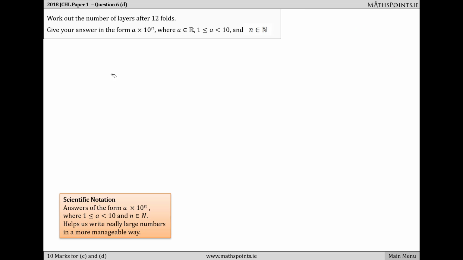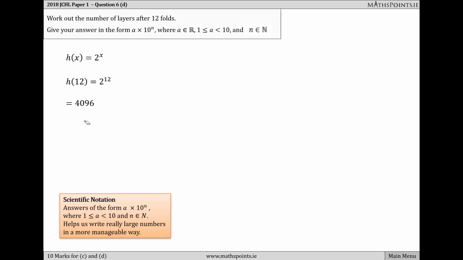The D part then says work out the number of layers after 12 folds, and then we have to give an answer in the form a times 10 to the n. So again, we have a function that we were given at the start of the question where if we input number of folds, the output will be the number of layers. So we're going to input a value of 12 for 12 folds, so x is equal to 12. We get 2 to the power of 12, and then our calculator gives us the number 4096.